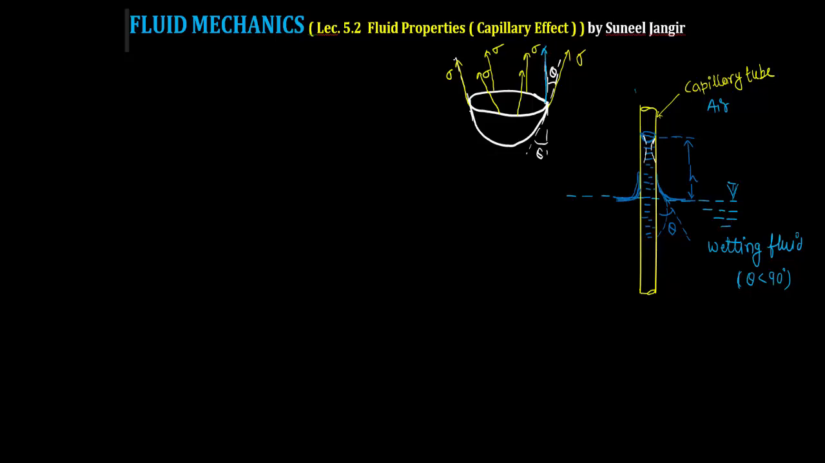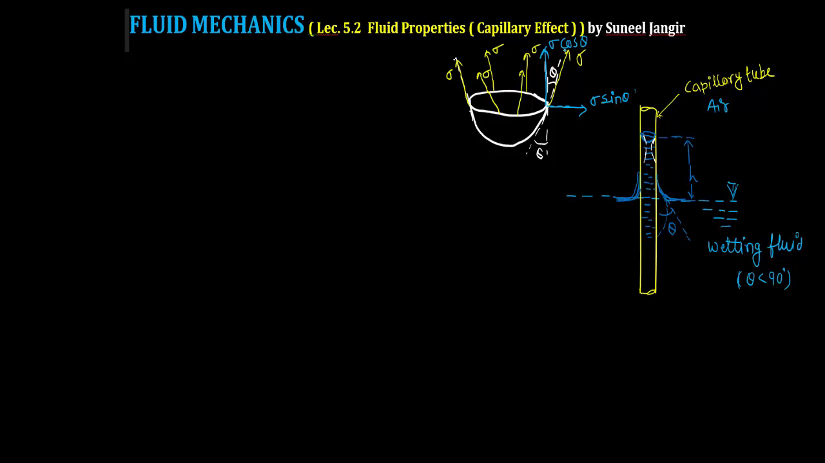we can write this one. As I resolve along this theta, this will be sigma cos theta. Similarly, if we take a component this side, this component is sigma sin theta. So the surface tension component that is acting vertically upward on the circumference is sigma cos theta.